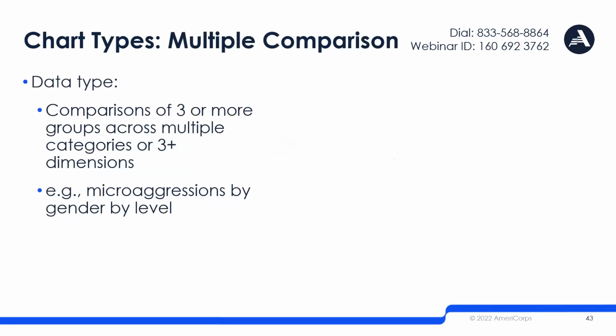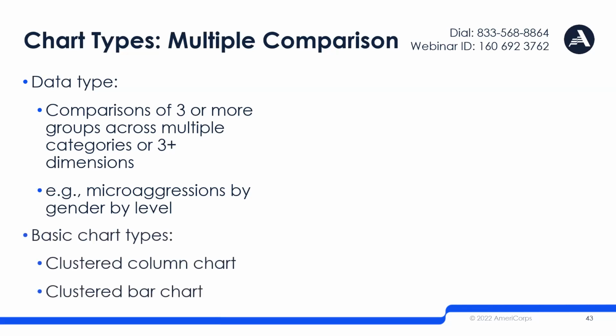Now we get into more complicated data types when we look at multiple comparisons. These are comparisons of 3 or more groups across multiple categories or looking at 3 or more dimensions. For example, we can take the data from the last slide and add a dimension to look at microaggressions by binary gender by job level. Basic chart types for this include clustered column or bar charts, though you have to be more thoughtful with these than with simpler comparisons.